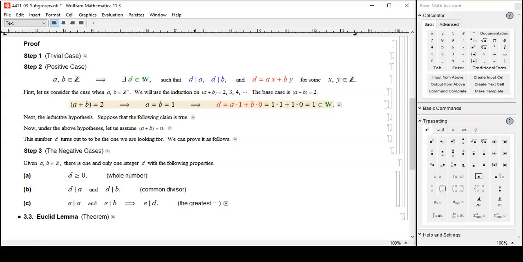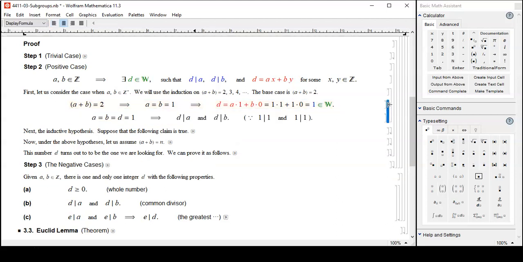Now, do we have blue? Well, d is equal to 1, and 1 divides everything, actually. a, b, d, they're all equal to 1, so 1 divides 1, so d divides a, and also d divides b. Yeah. We have the common divisor property, blue.